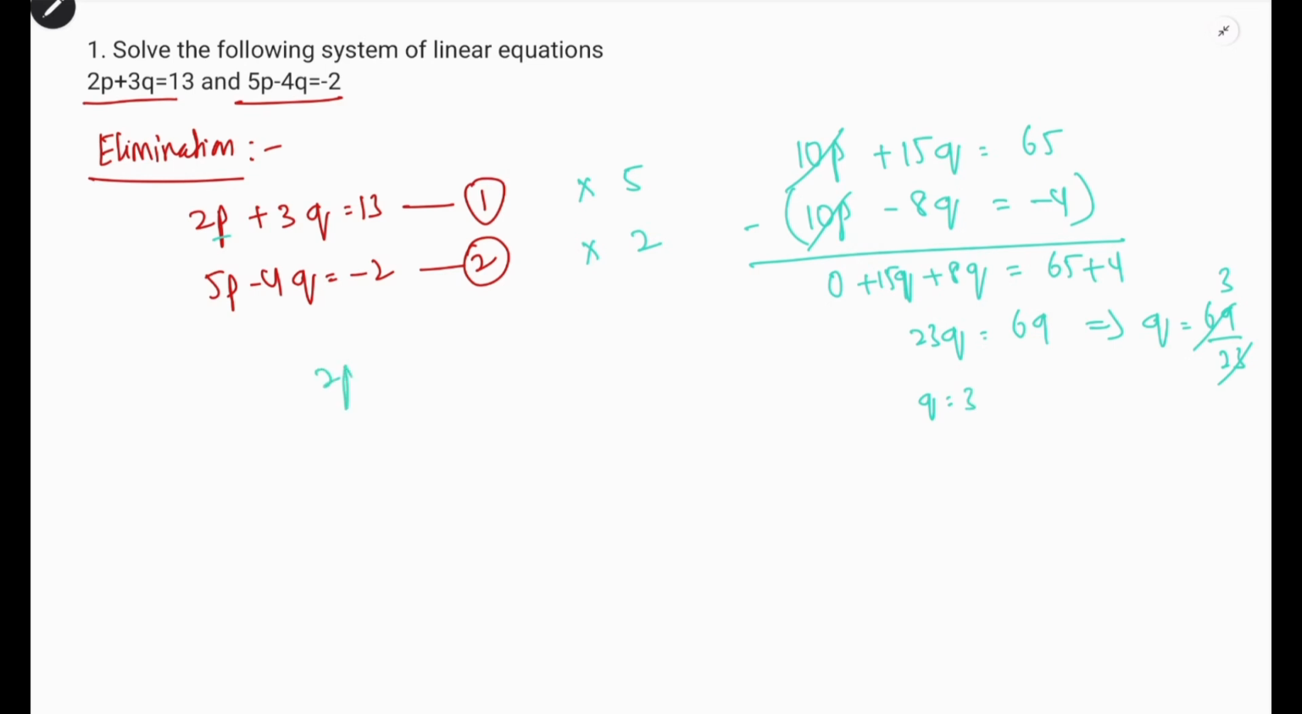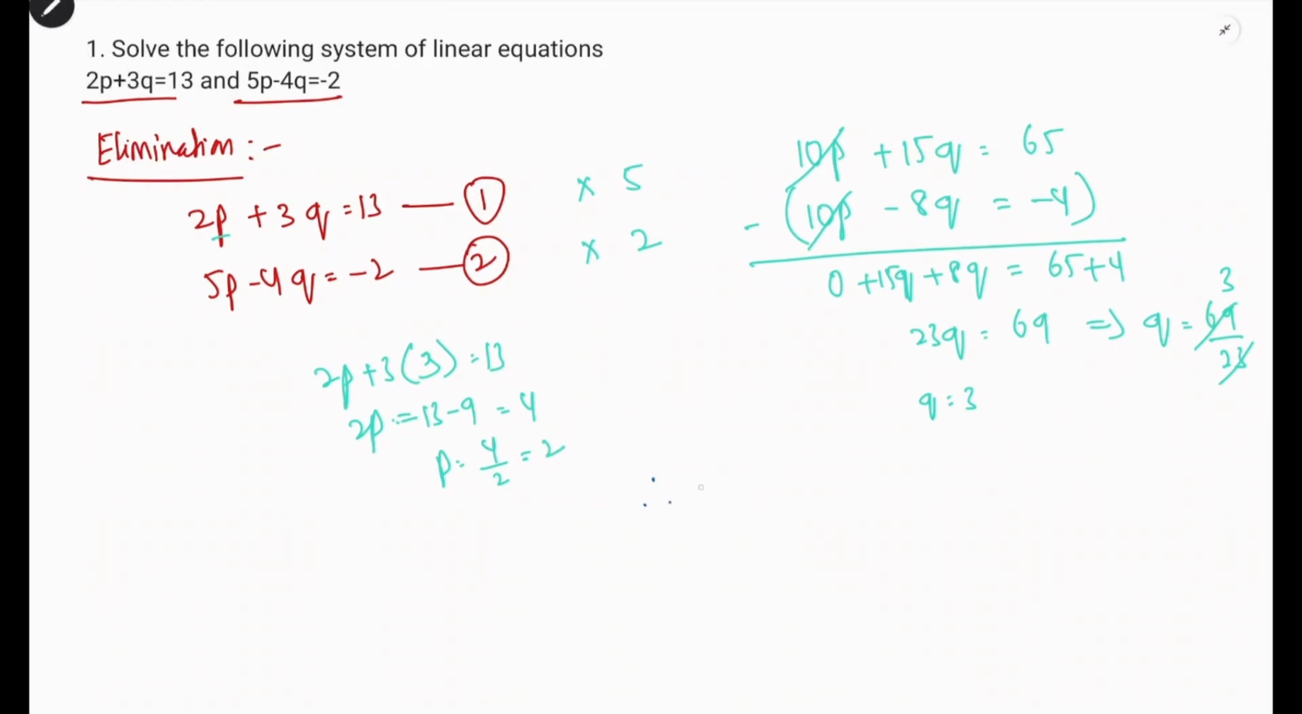And we will substitute this q value in the first equation. We get 2p plus 3 into 3 is equal to 13. We get 2p is equal to 13 minus 9. It is 4. So p is equal to 4 by 2, it is 2. Therefore, p value is 2 and q value is 3.